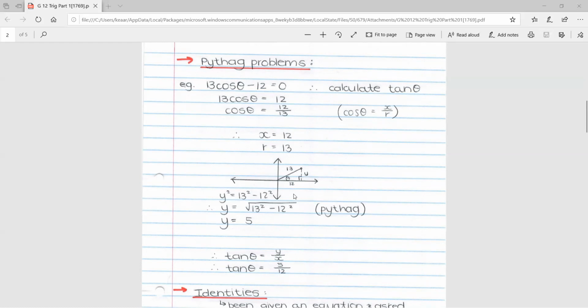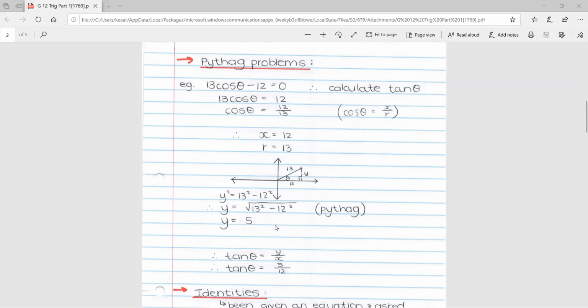This Pythag's meant to be up there, I just don't have space. Then y equals, we're going to take the square over, it becomes square root. You can put this whole thing onto your calculator and you get y equals 5. So now we know y is equal to 5.